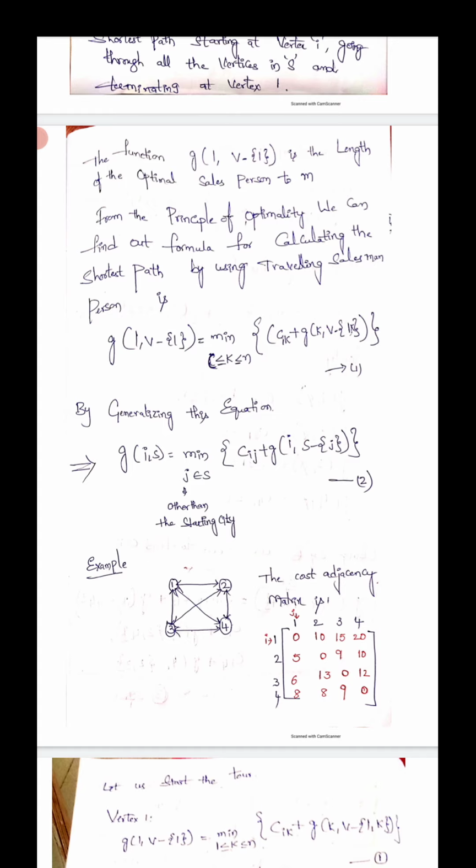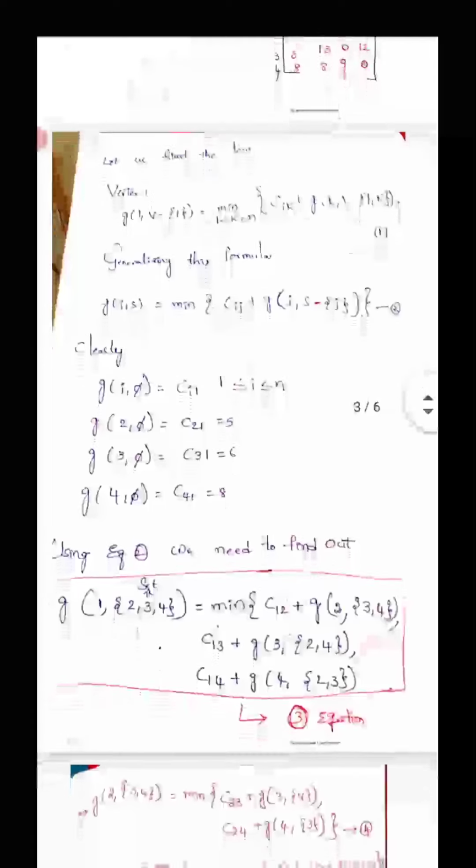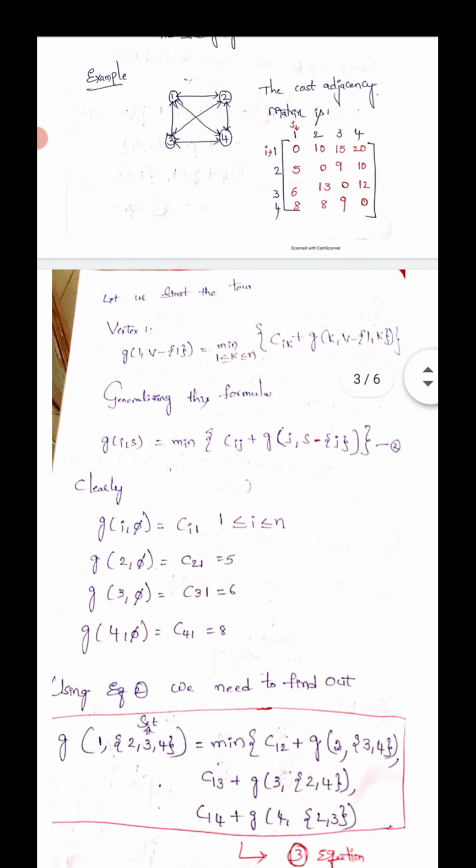This is the cost adjacency matrix. This is the problem given in the traveling salesperson problem example. Let us start the tour now. Let us start the tour. Look at this vertex 1. We are taking vertex 1 as the starting vertex.